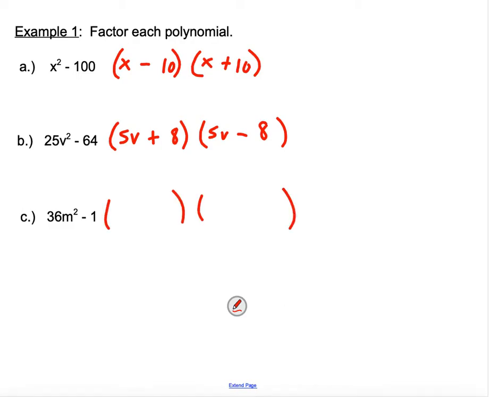All right, what's the square root of 36? It'd be 6. What's the square root of m squared? It'd be m. What's the square root of 1? That's 1. And then one's a plus and one's a minus. This only works in the case of two terms connected by subtraction where you can find the square root of the first term and you can find the square root of the second term.